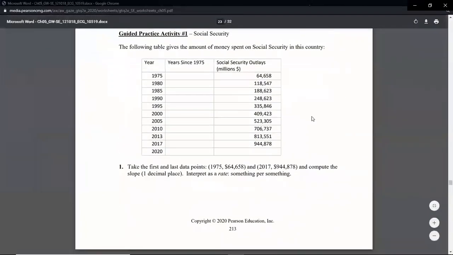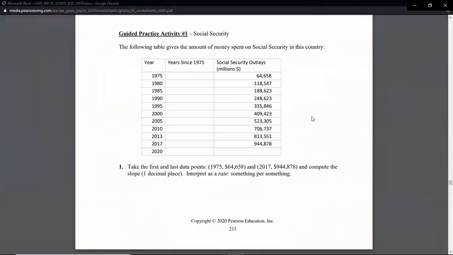Guided activity 1. The following table gives the amount of money spent on Social Security in this country in millions. So this is not 64,000 blah, blah, blah. This is 64,000 million, which would be really 64 billion. So this right here is not 944,000, it's 944,000 millions of dollars, which would really be 944 billion, and again, some change. Take the first and last data points, which they remind us are here.